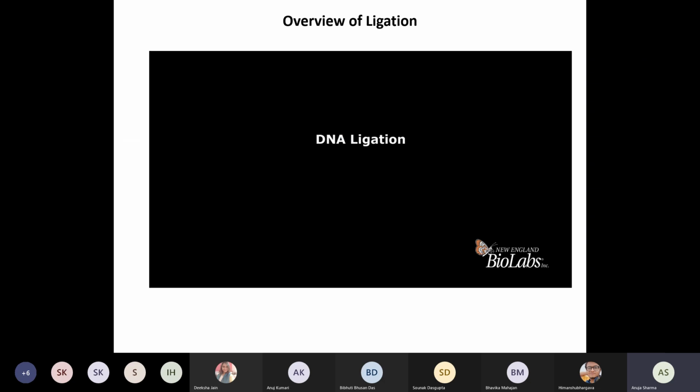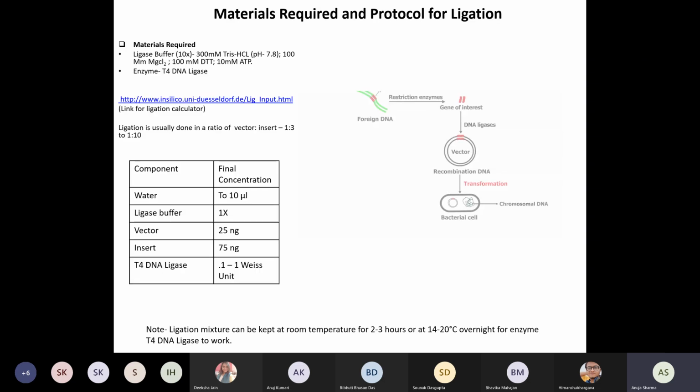Like I told you, maybe if you use yeast artificial chromosomes, or lambda phages, you can use those to transform, but generally we use bacterial cells. So once you have the ligated product, this is your recombinant DNA, which most probably has your vector and your fragments like the gene of interest, and then you transform it into bacterial cells.